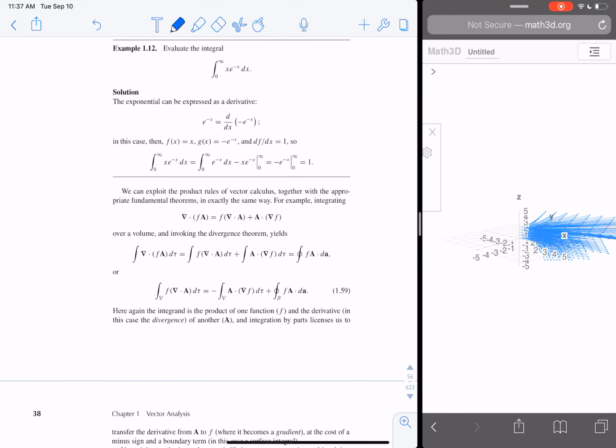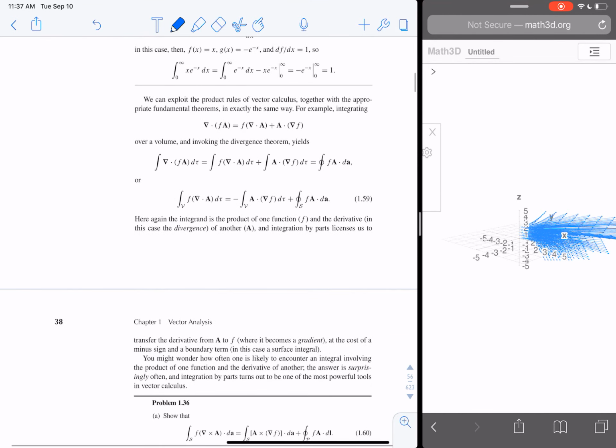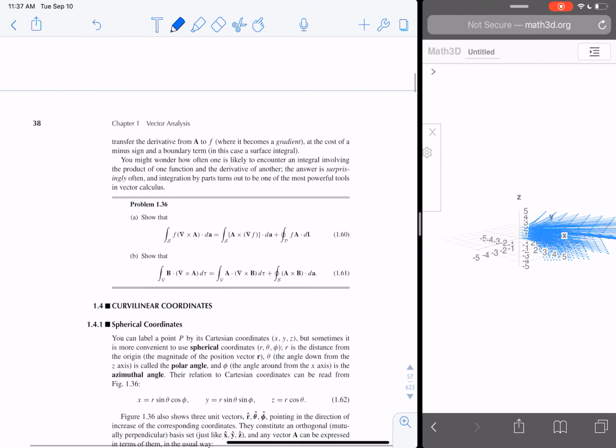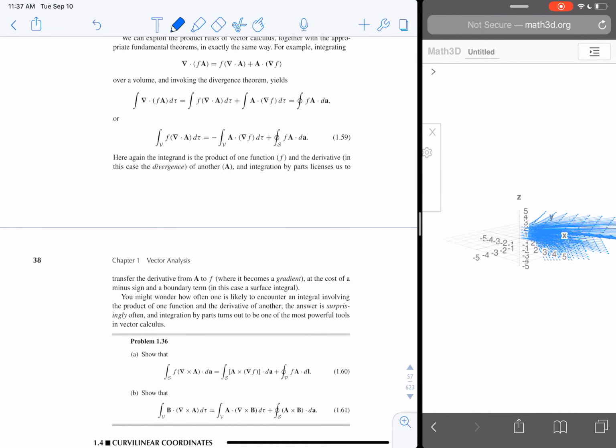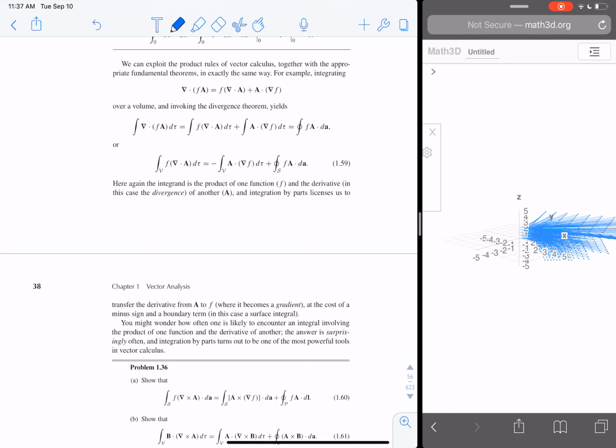Okay, and then you have some product rules here, or exploitation of the product rules in the same way, and we'll just use those for special cases. Some nice little rules about the relationship between derivatives of functions and how they relate to the line integrals. Okay, but when we encounter them, we'll deal with them.